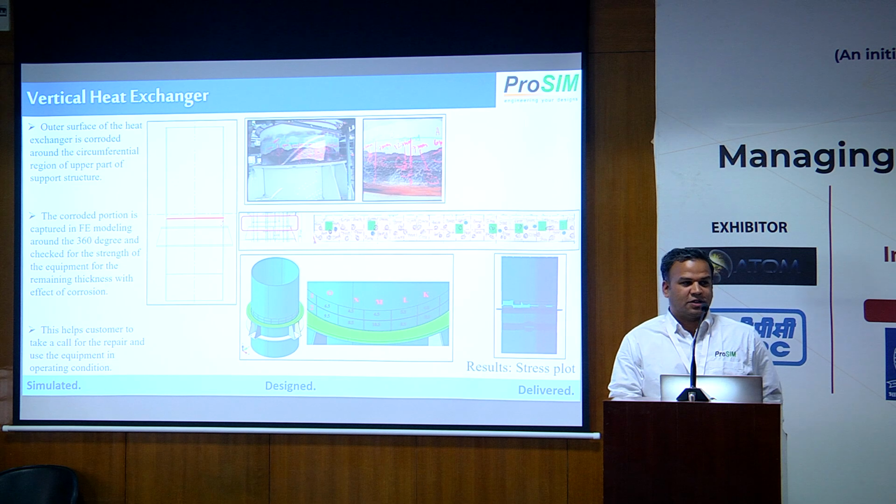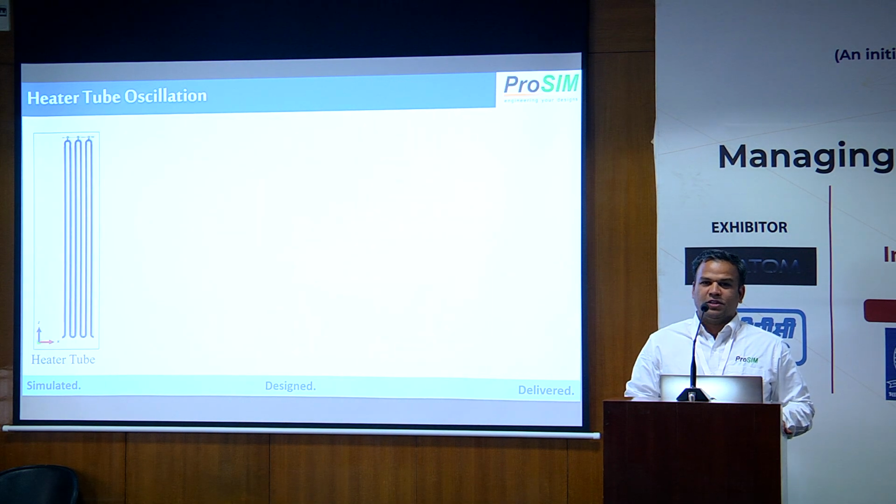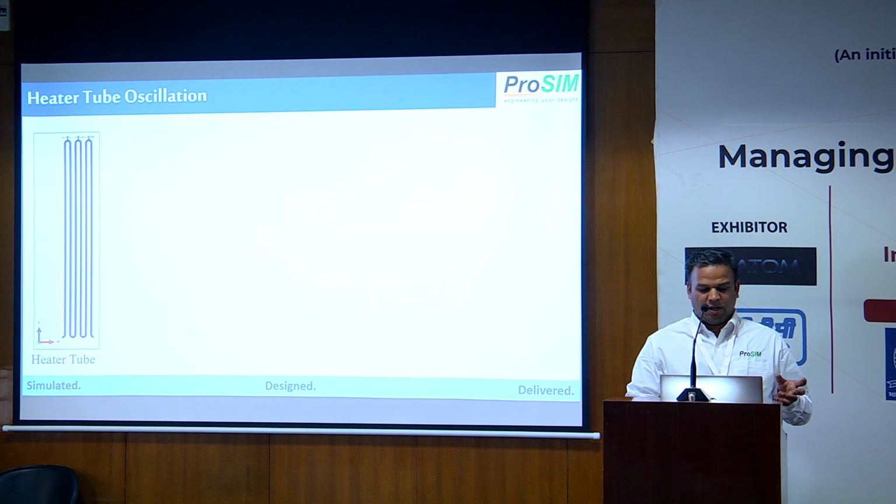Then moving to the next example, there is heater tube oscillation. You can see that in the 15 meter heater tube we observed oscillation, because at the frequency of operating conditions, the oscillation between these tubes is very high, with a displacement of 14 to 15 mm. Then we studied this.